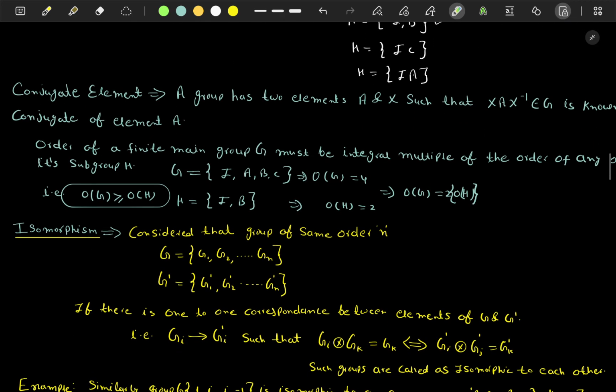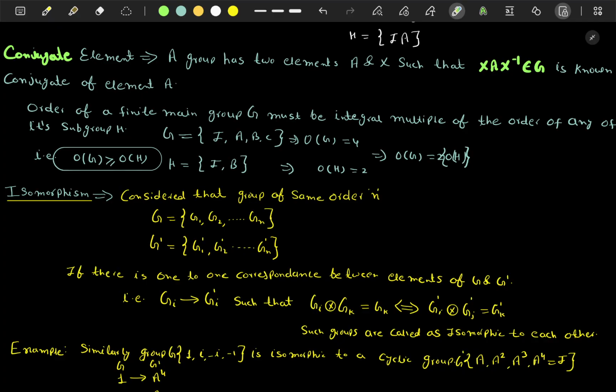Now conjugate element. If a group has two elements A and X such that X A inverse is known as the conjugate of element A. Very important, remember. Conjugate X A X inverse is an element of G. If this condition is satisfied, then the conjugate element will be called.